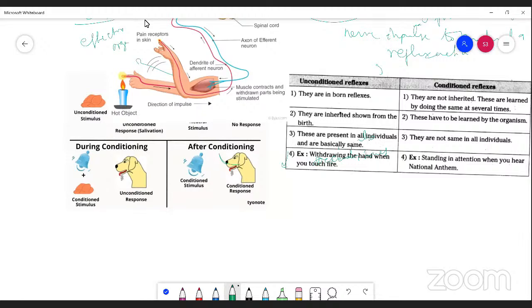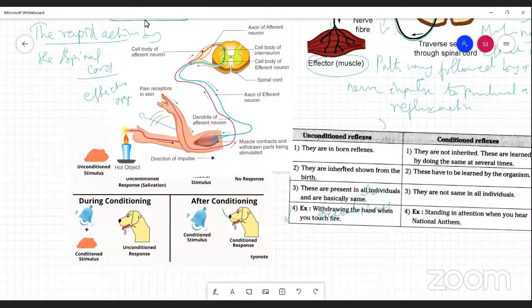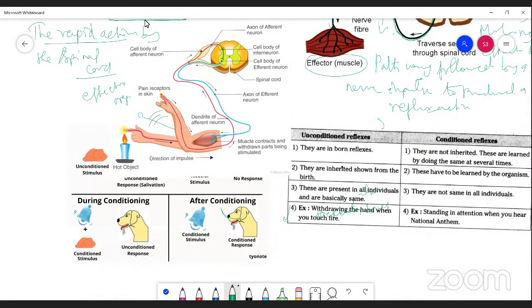What is meant by reflex arc? The reflex arc means what? The pathway followed by nerve impulses to produce a reflex action is called the reflex arc. Okay. Now we are going to see the different types of reflex actions. That is, types of reflex.